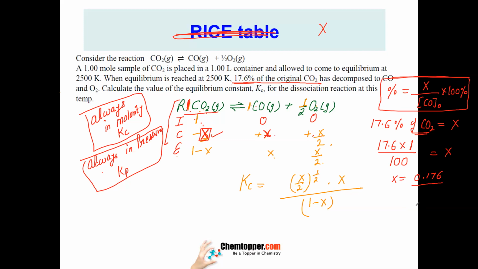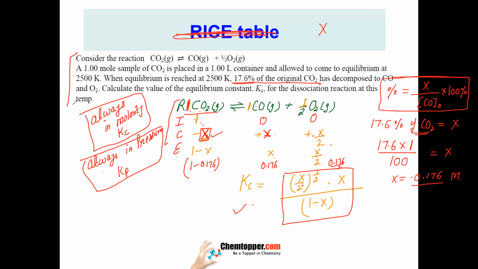Units of X. Yes, molarity. Only Sanvi is answering. Good. Plug in the values here, or you do it here. 1 minus 0.176. This is 0.176, and this is 0.176 over 2. And plug in all the values here and get the value of K.